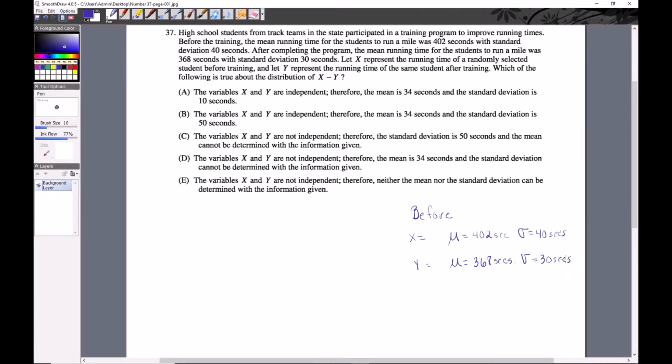All right, so let's see what they want. Let x represent the running time of a randomly selected student before training, and let y represent the running time of the same student after training. Which of the following is true about the distribution of x minus y? All right, the difference here, we can just say that the mean of x minus y is just the difference in the mean. So that's going to be 402 minus 368. So let's see, that's going to be 34.